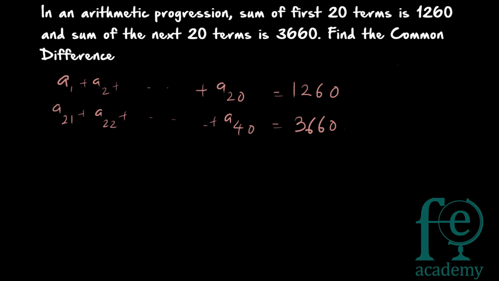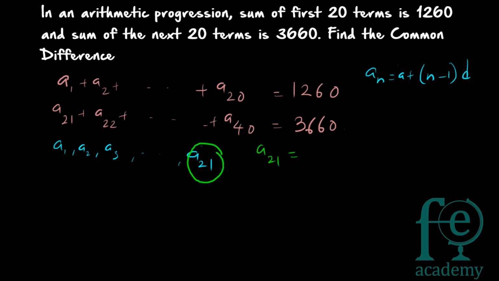So we already know the formula for the nth term of an arithmetic progression. An is equal to a plus n minus 1 into d. Now let's consider a series like a1, a2, a3 up to a21. So here a1 is the first term of the series and a21 is the 21st term of the series. So what is a21? a21 will be a1 plus n minus 1 into d. Here n is equal to 21. So 21 minus 1 into d will be giving you 20d.